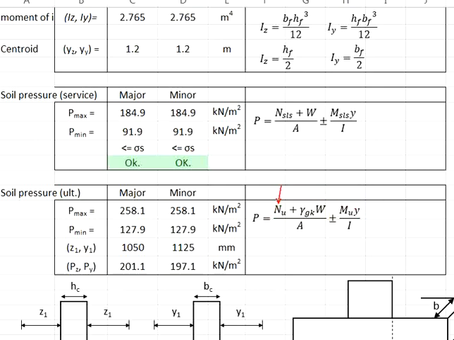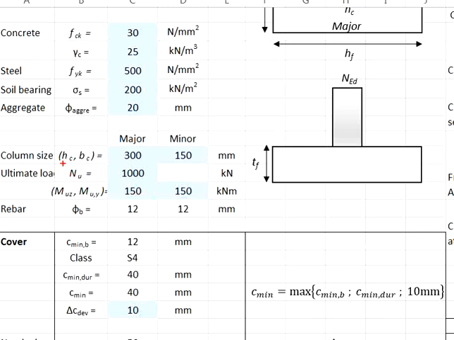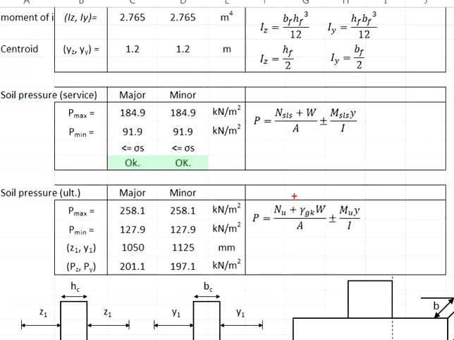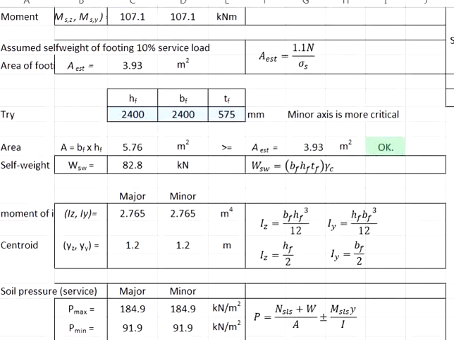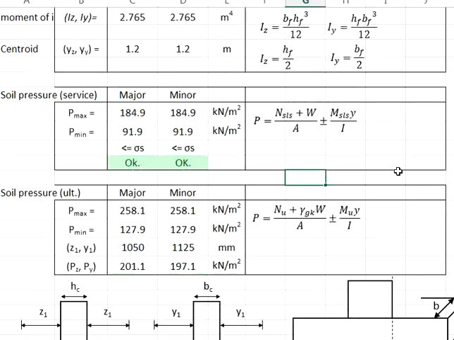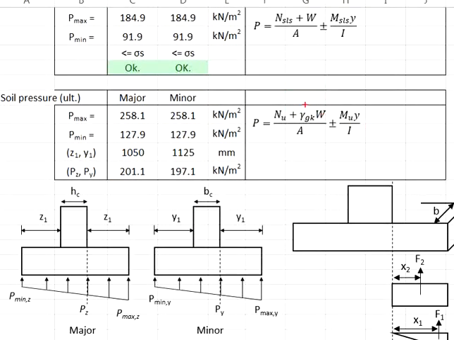You will use the ultimate axial load, which is 1000 kN, ultimate moment in both axes, which is 150 kNm, and also the ultimate self-weight. We calculate the self-weight based on the volume of the pad footing multiplied by the unit weight. That gives you 82.8 kN. Self-weight is a permanent action. Multiply by the factor of safety of 1.35. That gives you the ultimate weight.